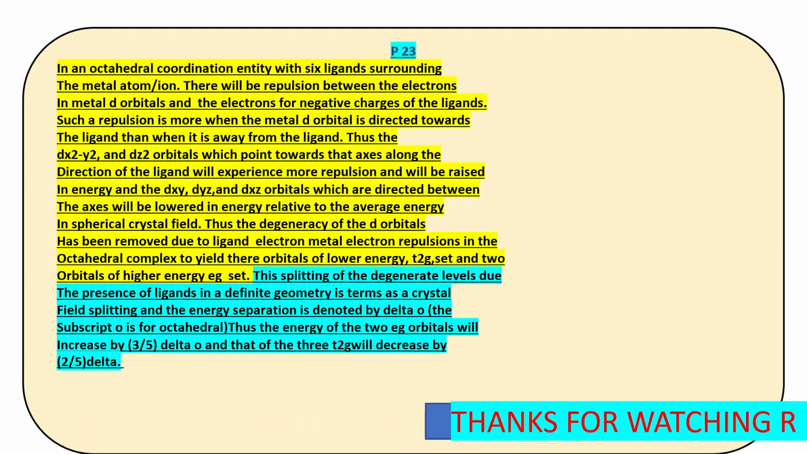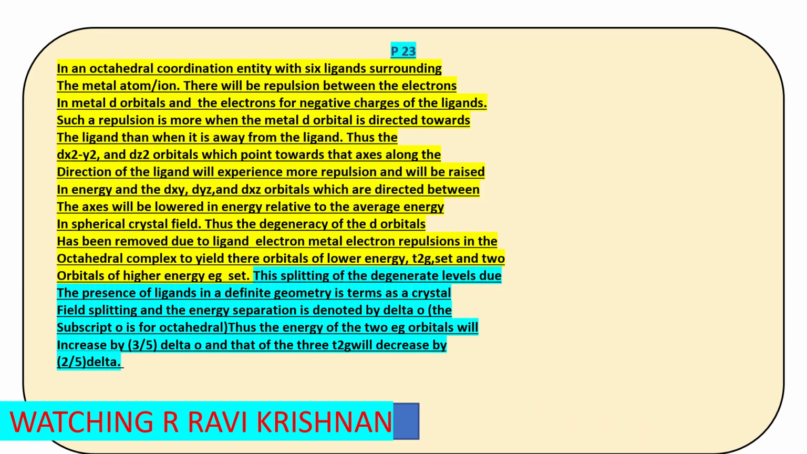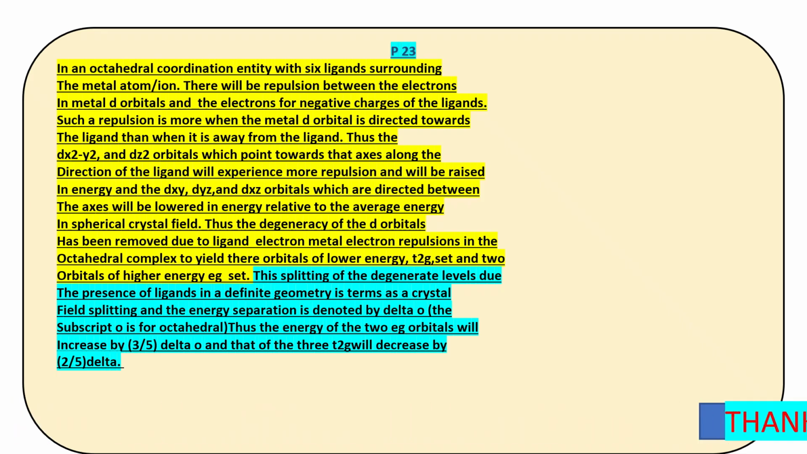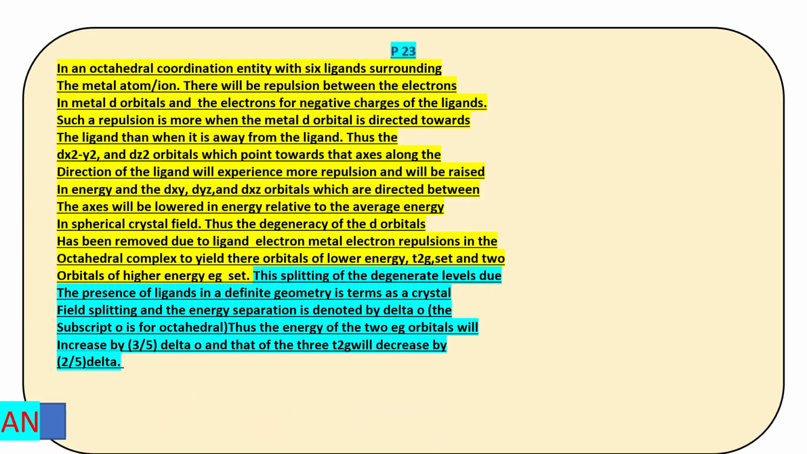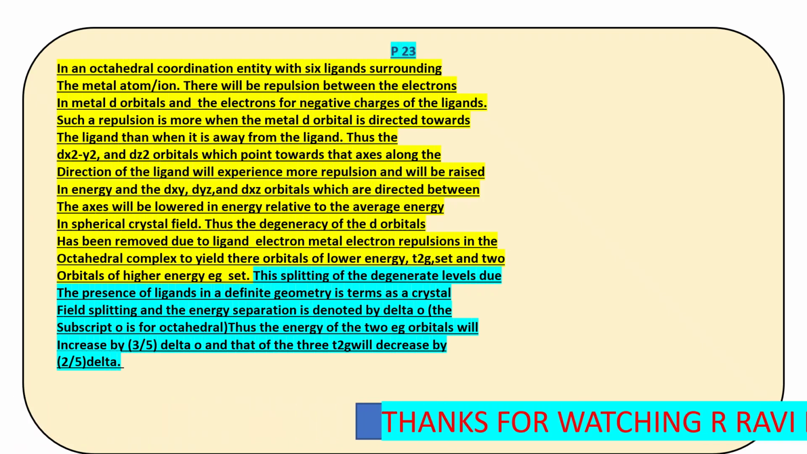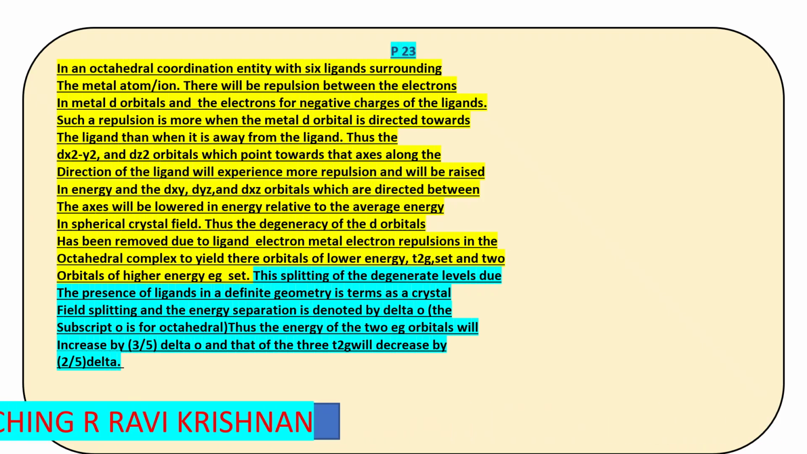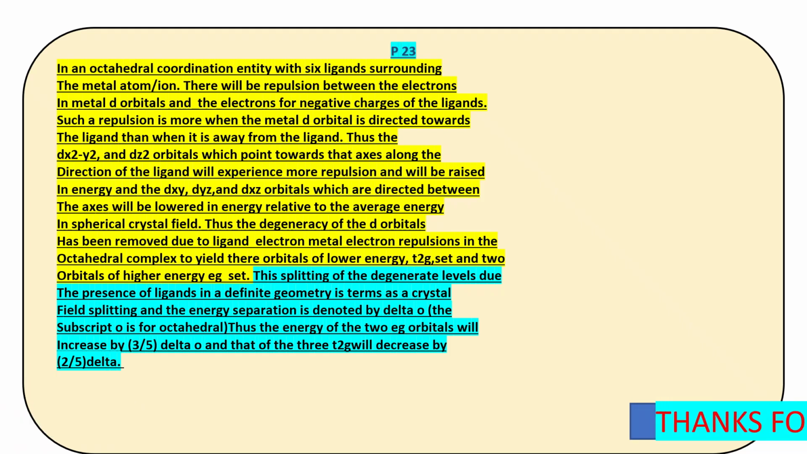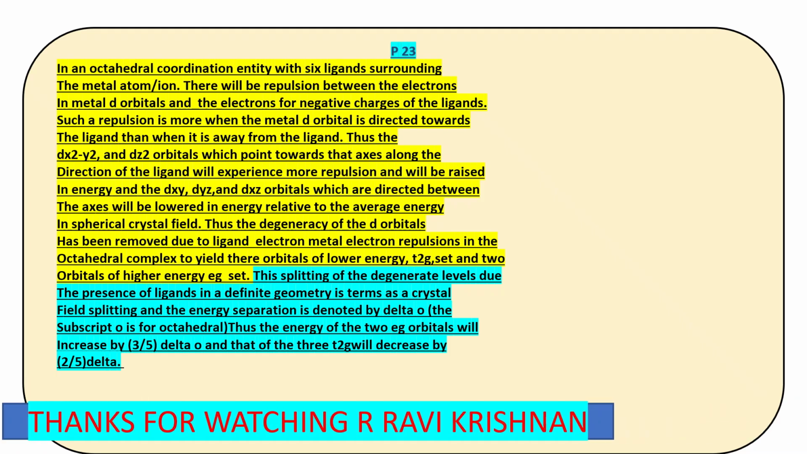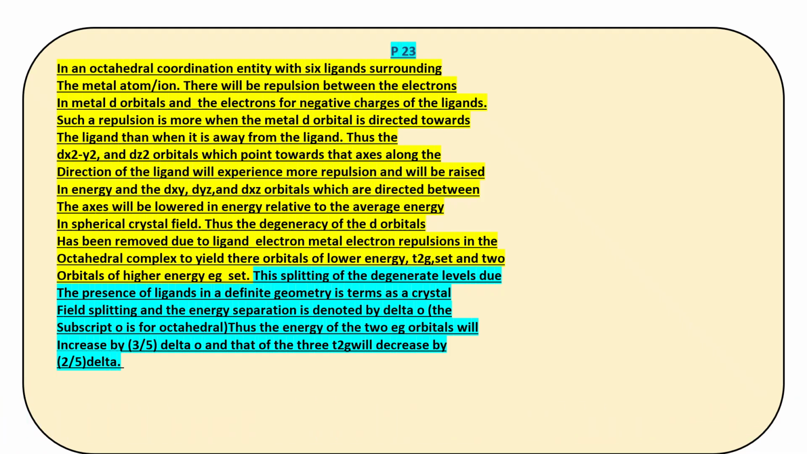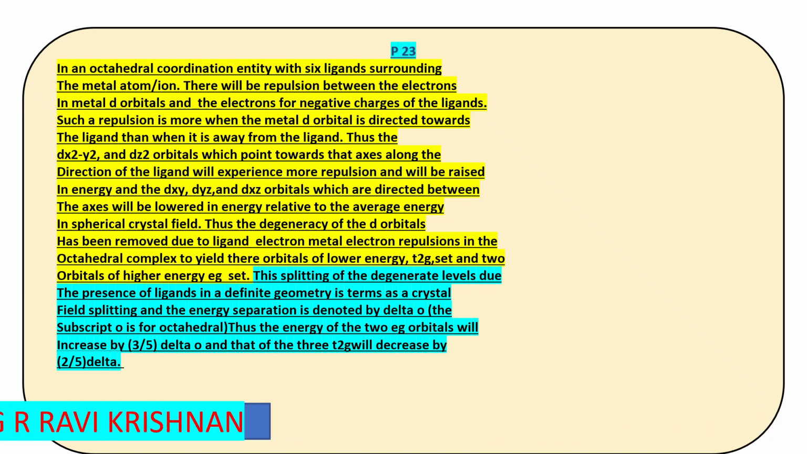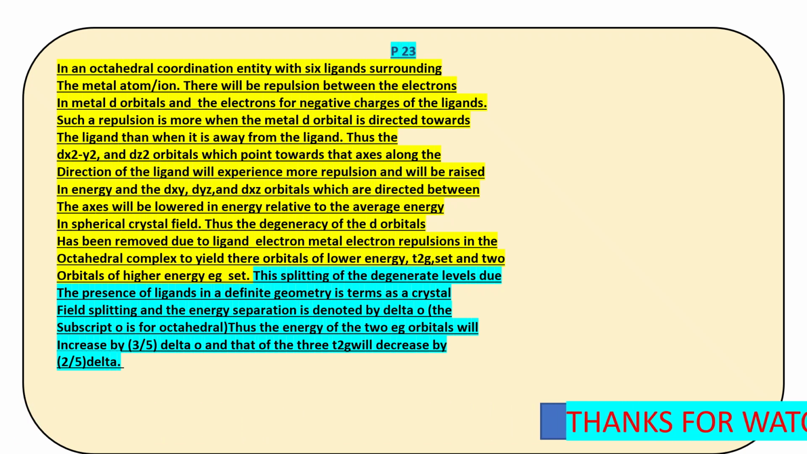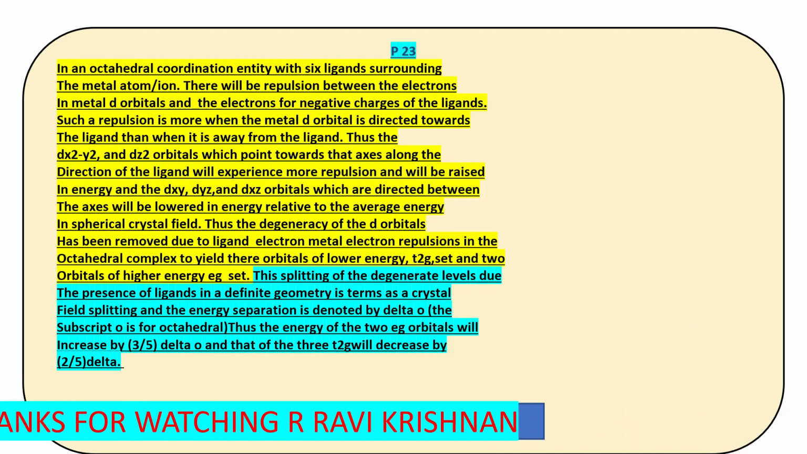Thus, the degeneracy of the d orbitals has been removed due to ligand-electron and metal-electron repulsions in the octahedral complexes, to yield three orbitals of lower energy, the t2g set, and two orbitals of higher energy, the eg set. This splitting of the degenerate levels due to the presence of ligands in a definite geometry is termed crystal field splitting, and the energy separation is denoted by delta zero.